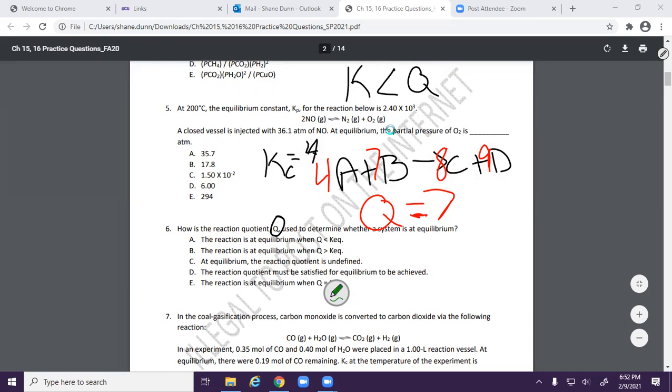If K is bigger, right? What does that mean? You make more products. Because this guy isn't done yet, correct? He needs to become K. Correct? You're going to make more products. You said reactants. You're going to make more products.